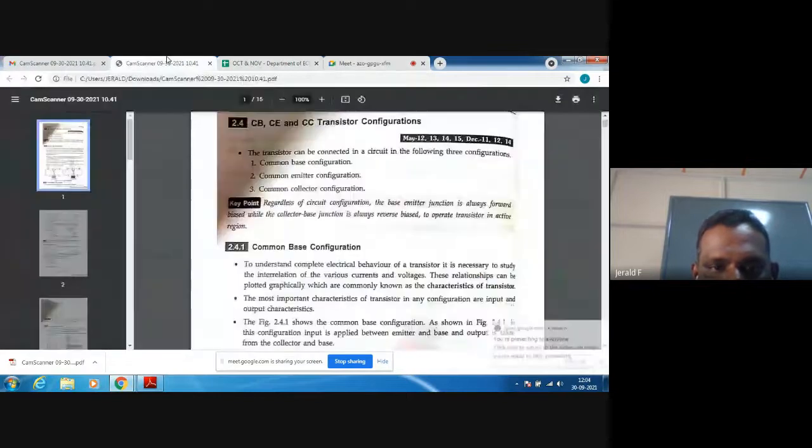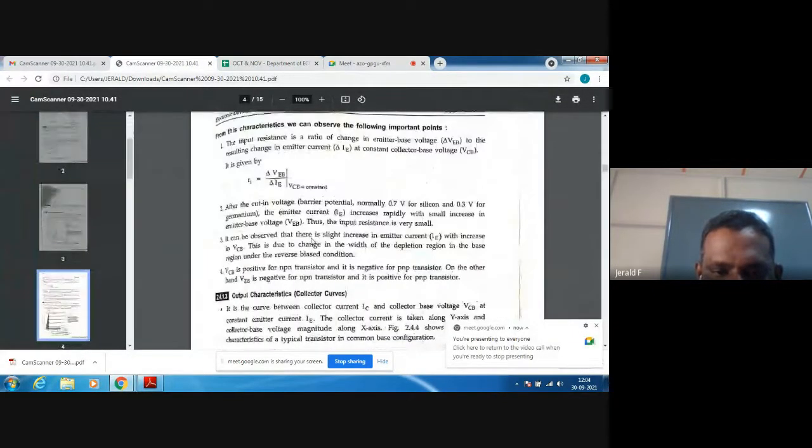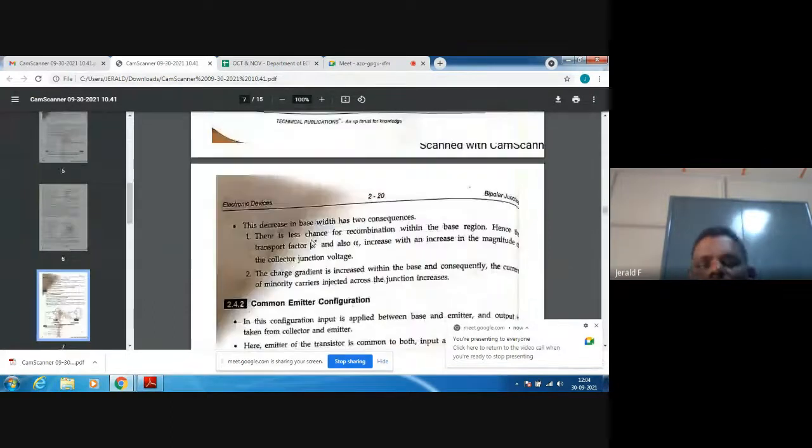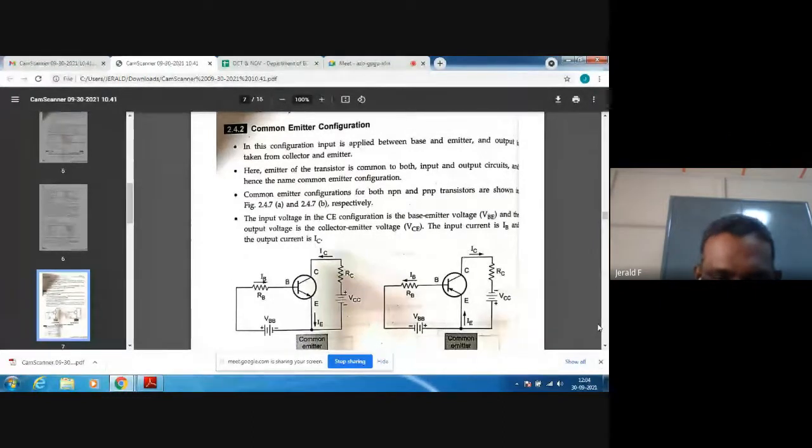Common emitter configuration is very important. The second one is the common emitter configuration. What is the emitter configuration? This is the input side, and this one is the output side. In common emitter, the emitter base junction is forward biased and the collector base junction is reverse biased, whatever the condition.